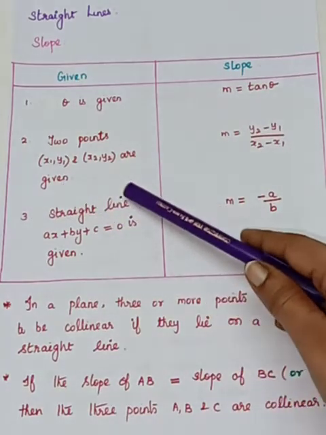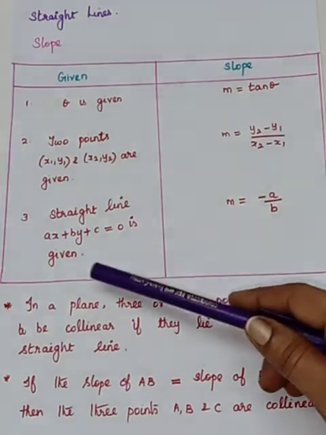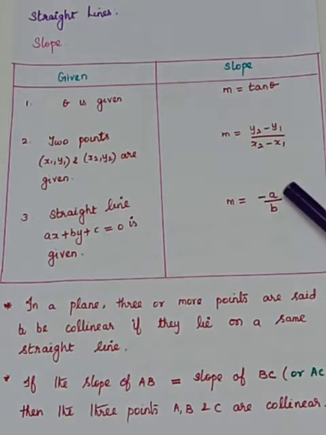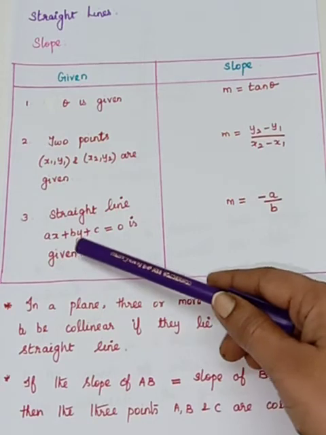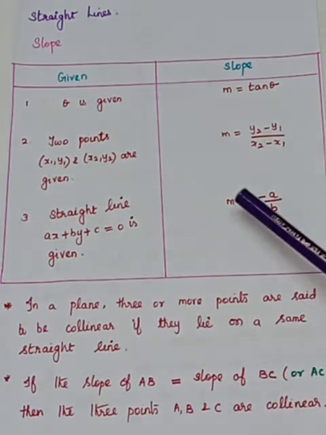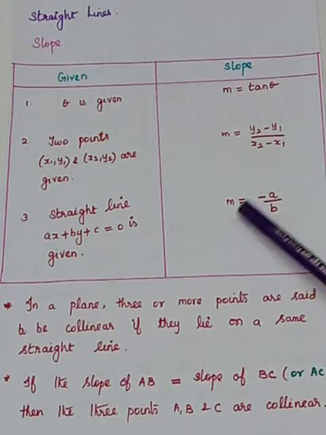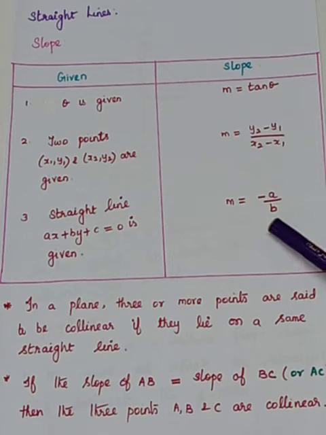If 2 points are given on a straight line, how to find the slope? m is equal to y2 minus y1 divided by x2 minus x1. If the equation of the straight line is given, the slope of the straight line is found using the formula minus a by b. What is a? It's the coefficient of x. What is b? It's the coefficient of y. So if you want to find the slope from the given straight line, you have to use the formula minus coefficient of x divided by coefficient of y.